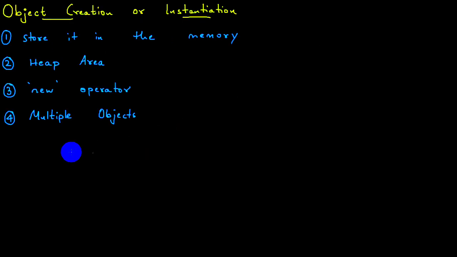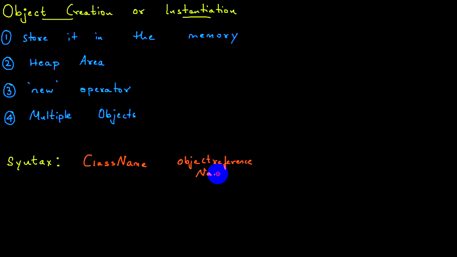Let's talk about the syntax for creating an object. In order to create an object, we write the class name, then the object reference name, equal to new, then the class name followed by parentheses. This is the basic syntax we need to understand. If I have to create an object, I use the class name, the object name, equals new, class name of parentheses.